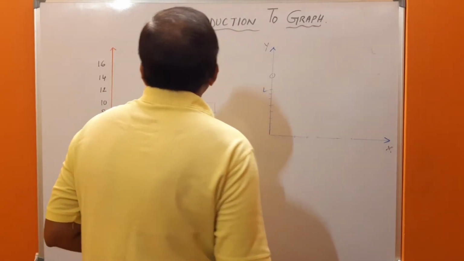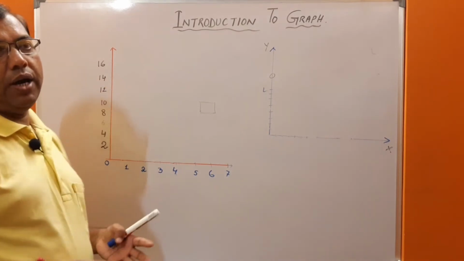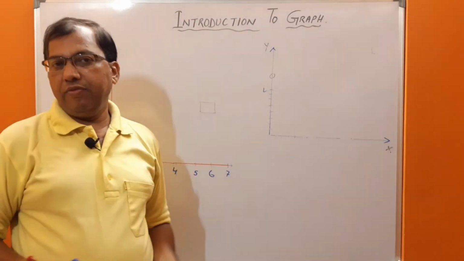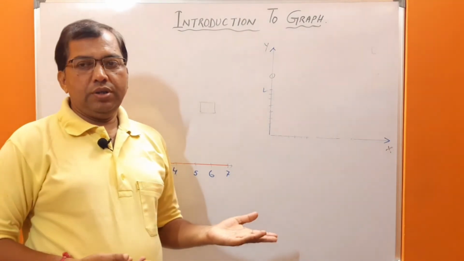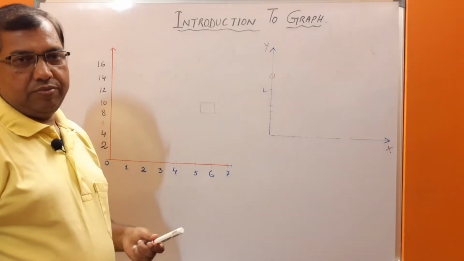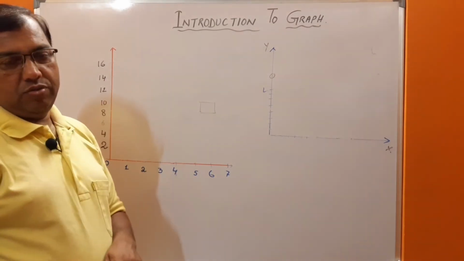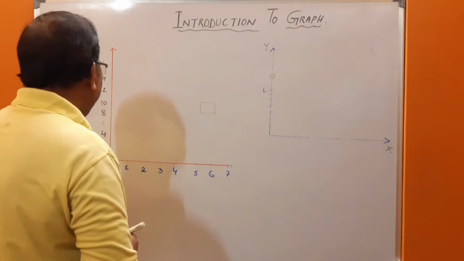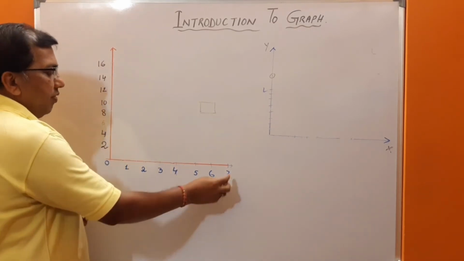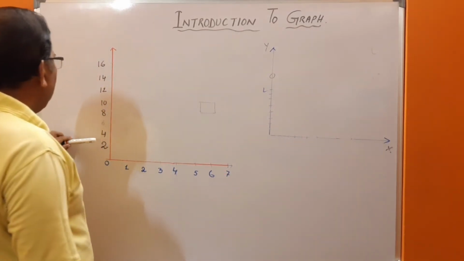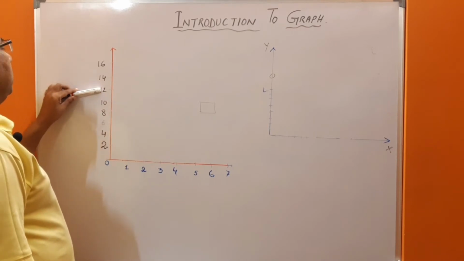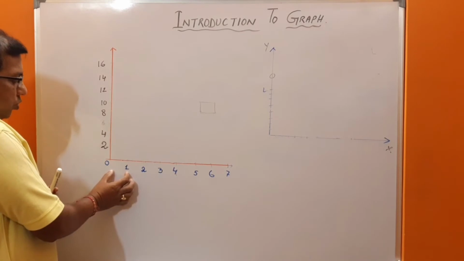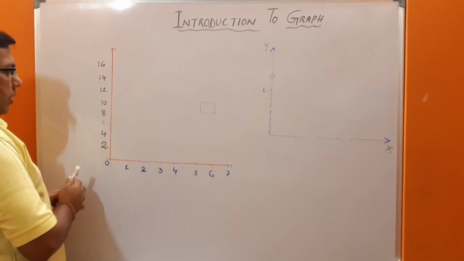Suppose in a week of any month, let's say November or December, the temperature is given. Plot the graph of the temperature in that week. There are 7 days in a week: 1, 2, 3, 4, 5, 6, 7 days. Temperature: 2, 4, 6, 8, 10, 12, 14, 16. Taking this unit as 1, that will be the graph.